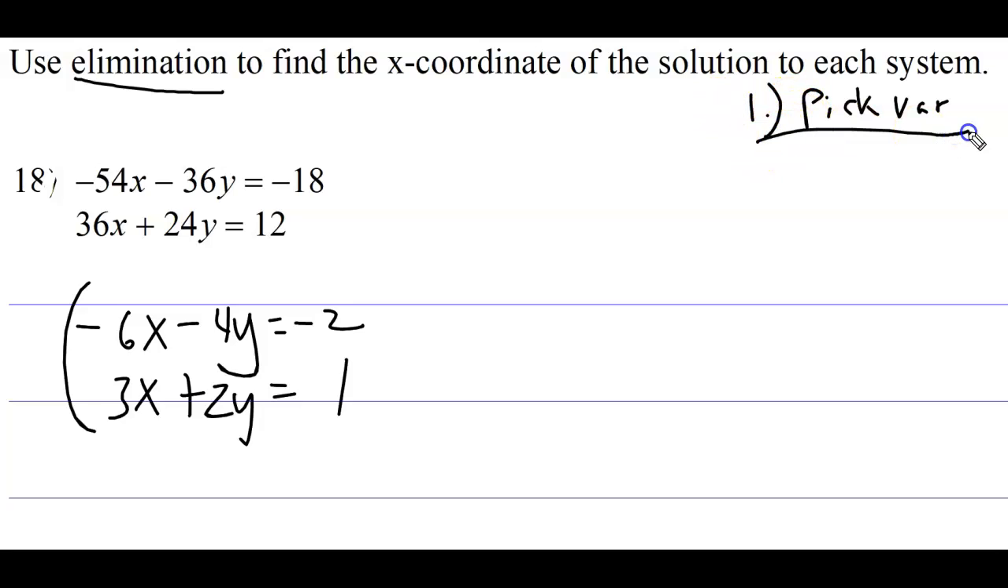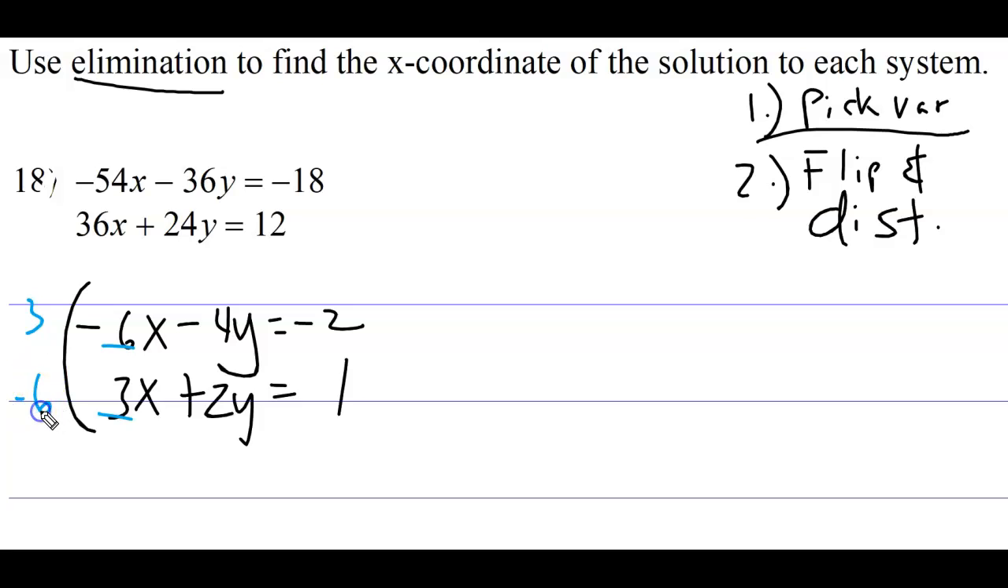So step 1 is to pick a variable. Let's say I wanted to cancel out the x's. Okay. Step 2 is, this is how I call it, flip and distribute. Flip and distribute. But flip and distribute what? The coefficients. So remember, I chose to cancel out the x's. So what I'm going to do then is take the coefficients of these x's, -6 and 3, and flip them. So the 3 is going to go on the top now, -6 is going to go on the bottom, and I'm going to distribute them into the equations like this.